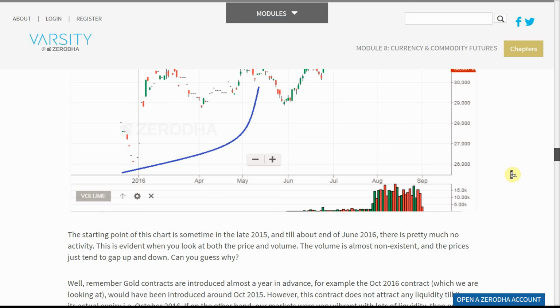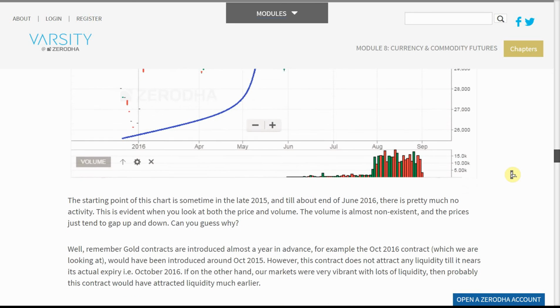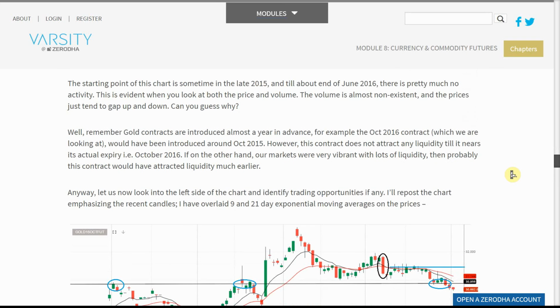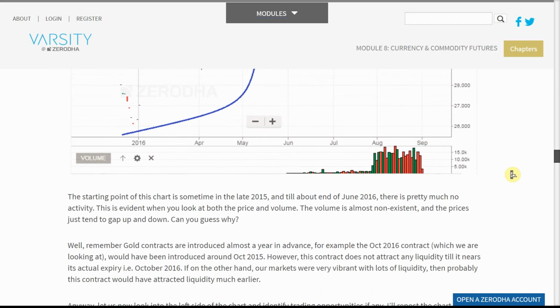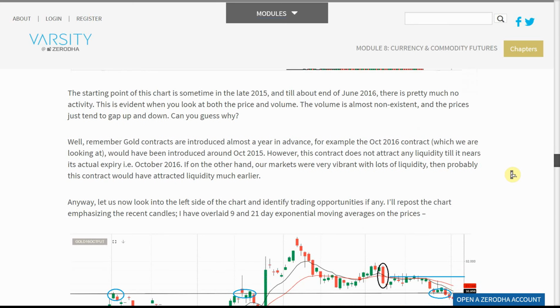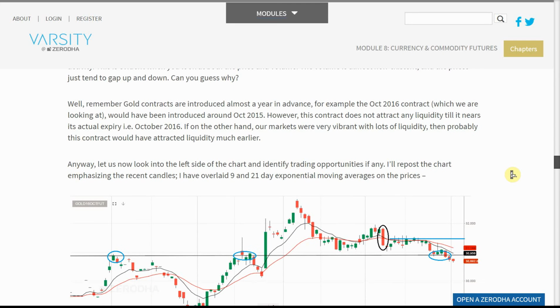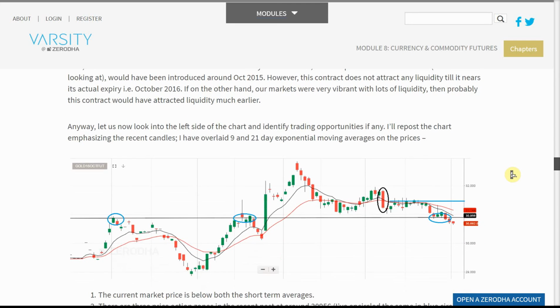Can you guess why? Well, remember gold contracts are introduced almost a year in advance. For example, the October 2016 contract, which we are looking at, would have been introduced around October 2015. However, this contract does not attract any liquidity till it nears its actual expiry, i.e., October 2016. If, on the other hand, our markets were very vibrant with lots of liquidity, then probably this contract would have attracted liquidity much earlier. Anyway, let us now look into the right side of the chart and identify trading opportunities if any.